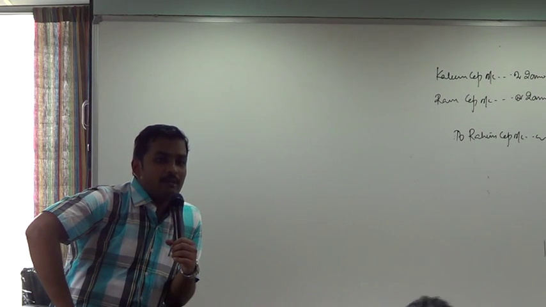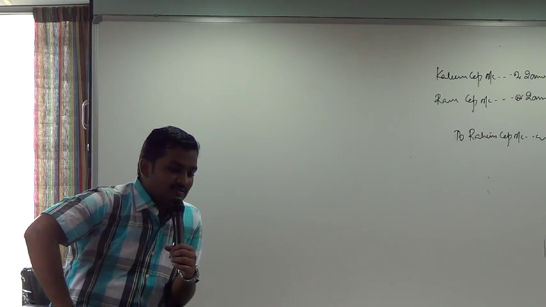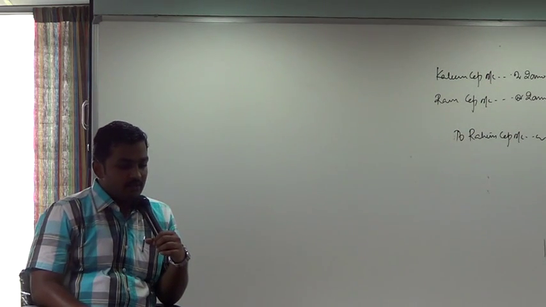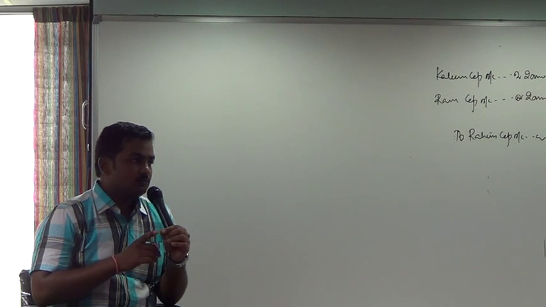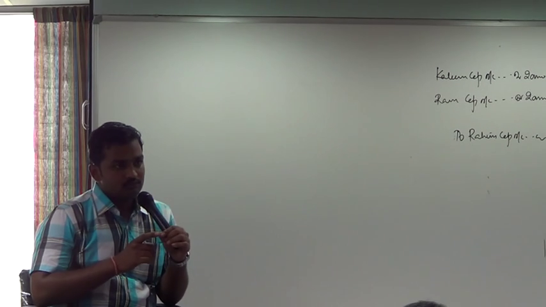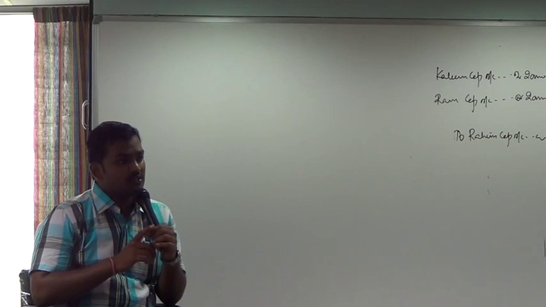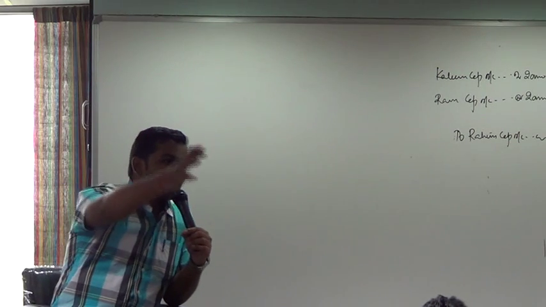What will we write? Ram capital account debit, Rahim capital account debit, to goodwill account. Equally, 25,000, 25,000. With this the story of the old watermelon is over. Now the story with the new watermelon will begin.